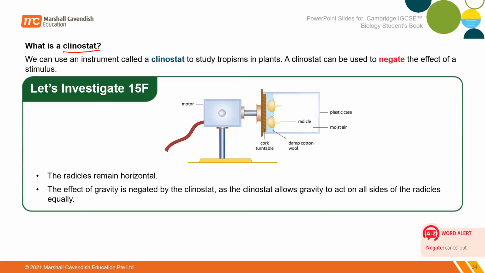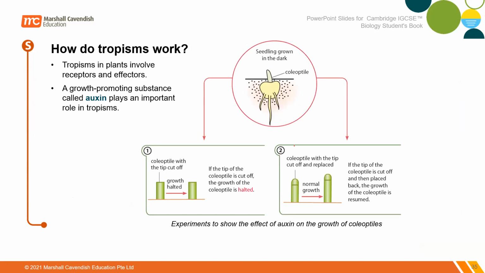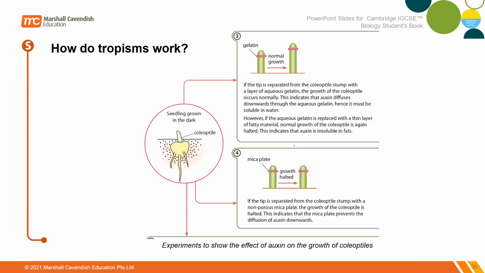When we have a motor rotating all of the seeds, the auxins will be evenly distributed, so definitely the growth will be horizontal without going upward or downward, because there is no unequal or uneven distribution of the auxins. Otherwise, the auxins accumulate on one of the sides, stimulating the growth on one side and reducing it on the other, so the plant has the ability to bend in one direction.